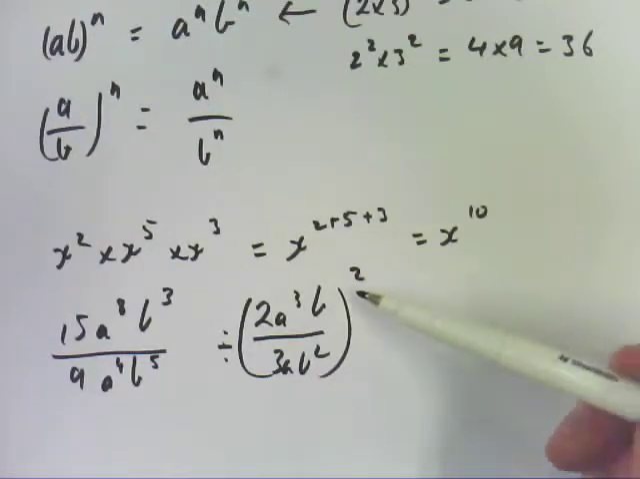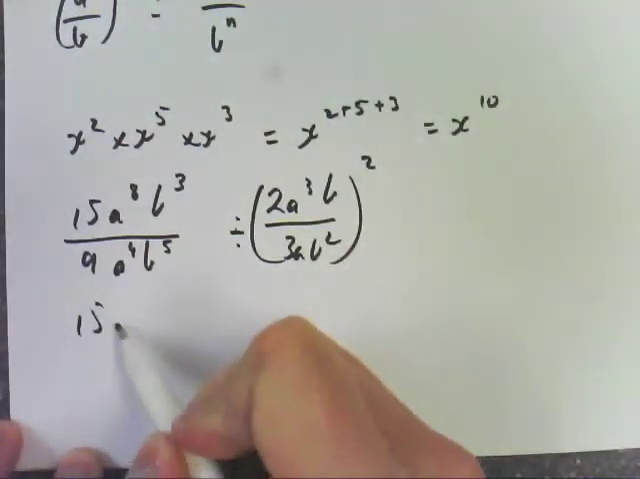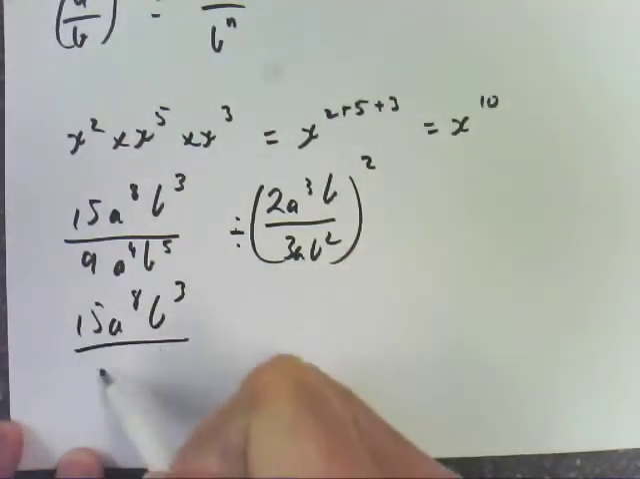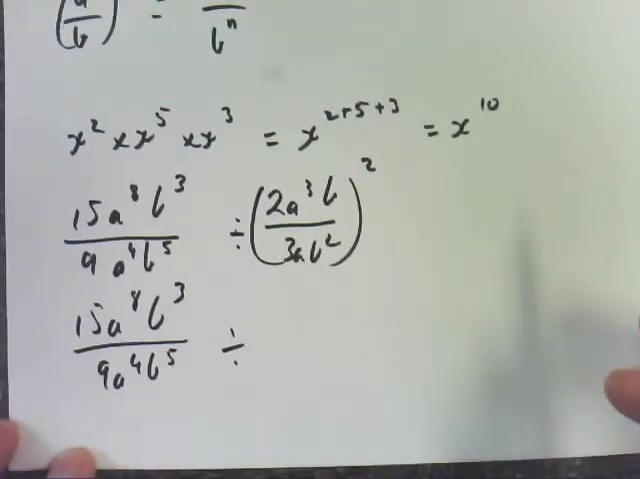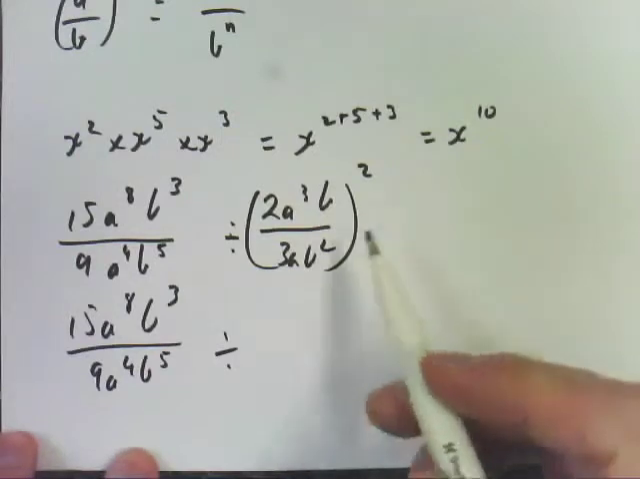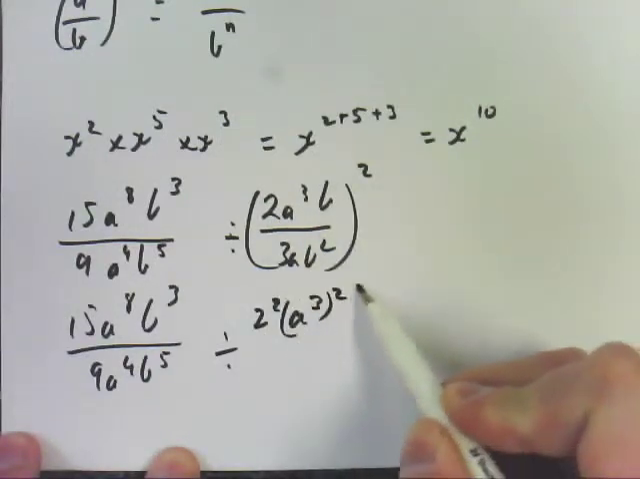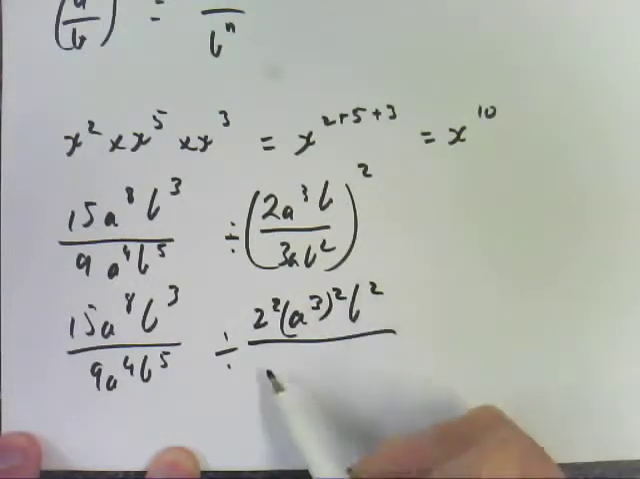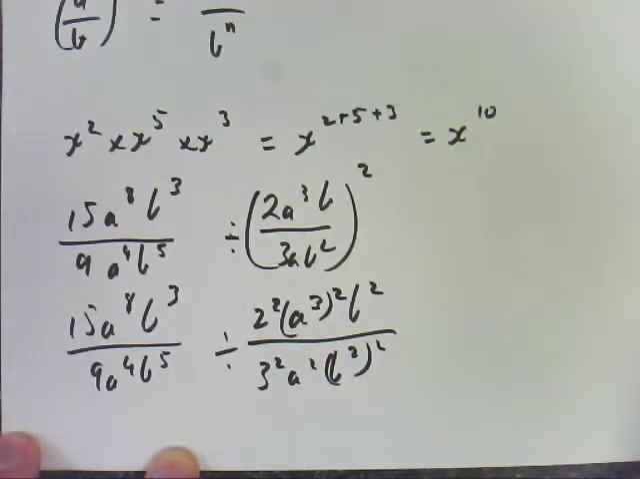So we're going to start by expanding the brackets. Everything in this bracket needs to be squared, absolutely everything. We're just going to leave 15a to the 8, b cubed over 9, a to the 4, b to the 5 for now. We'll leave the divide symbol as it is as well. So 2 squared, a cubed squared, b squared, divided by 3 squared, a squared, b squared, squared.